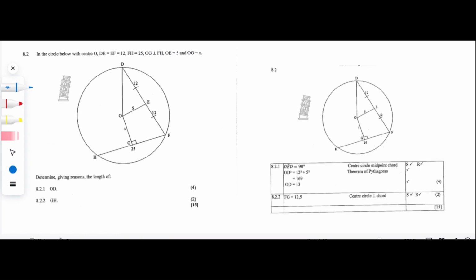8.2. In the circle below, we put center O. DE equals EF, which equals 12, FH equals 25, OG is perpendicular to FH, OE equals 5, and OG equals X.